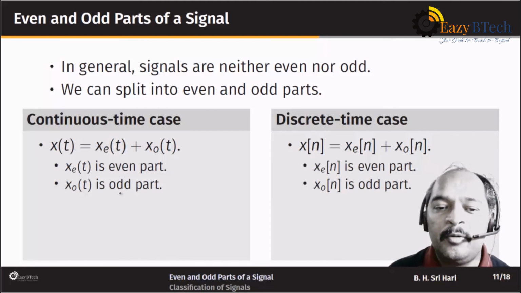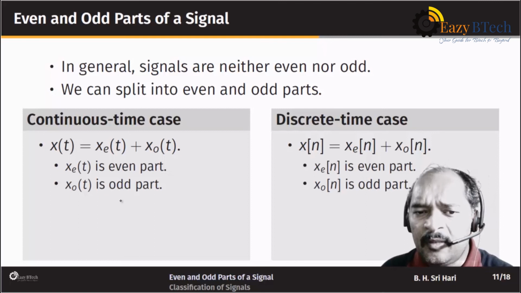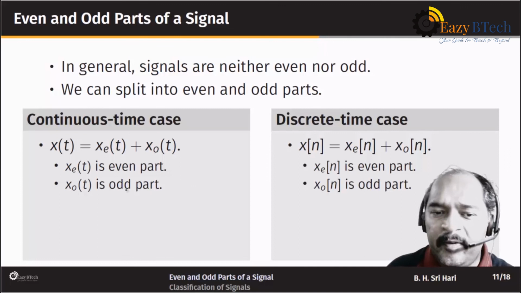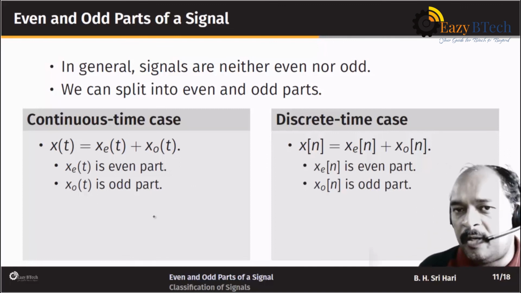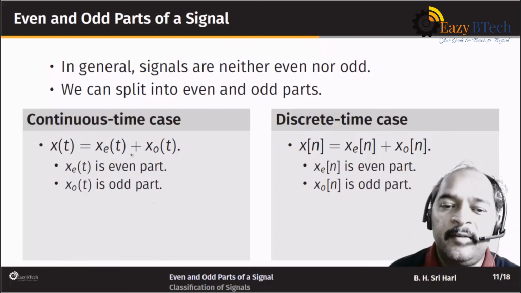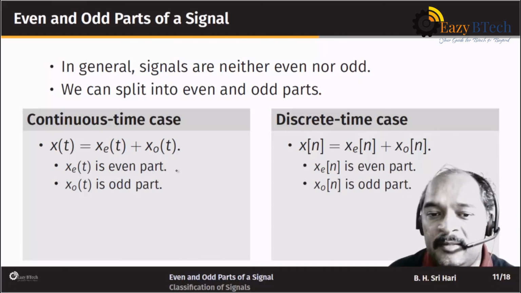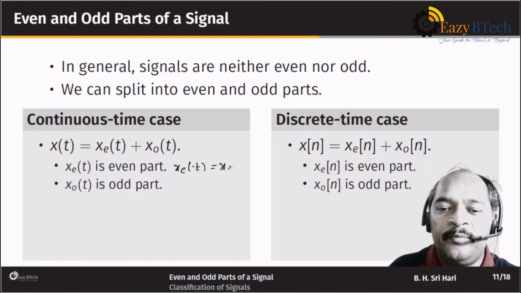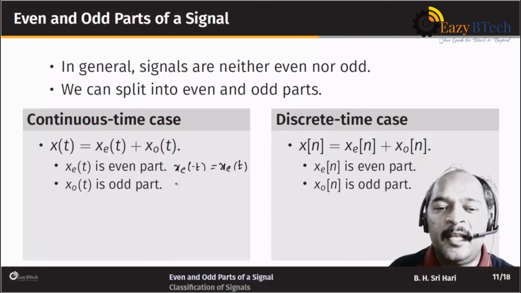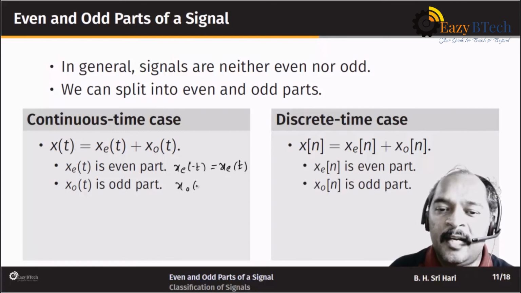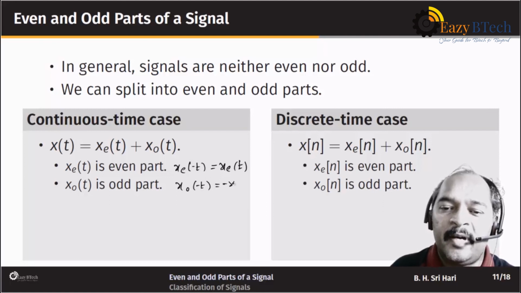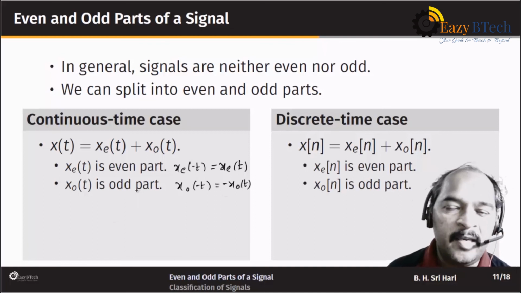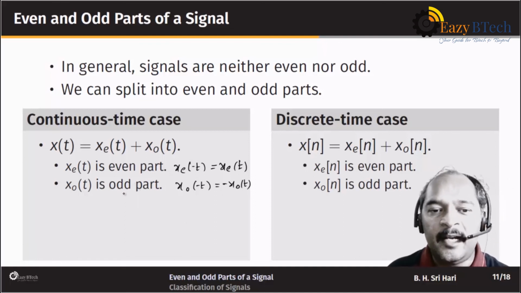But how do you derive these functions, even part and odd part of a signal? I will derive it for continuous time case. The same rule applies for discrete time case. The name itself suggests that even part is even, which means xe of minus t should be equal to xe of t. Similarly, odd part is odd, and hence xo of minus t should be equal to minus xo of t.